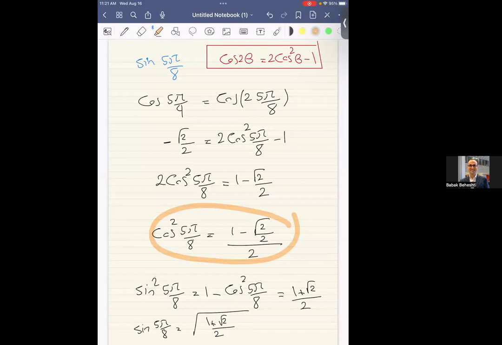Oh, by the way, I missed something. Here you have root 2/2, right? My mistake. Because this is 1 minus root 2/2.